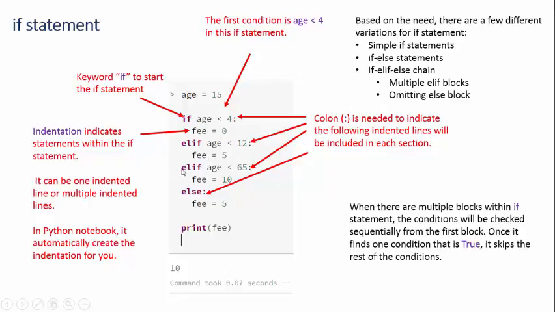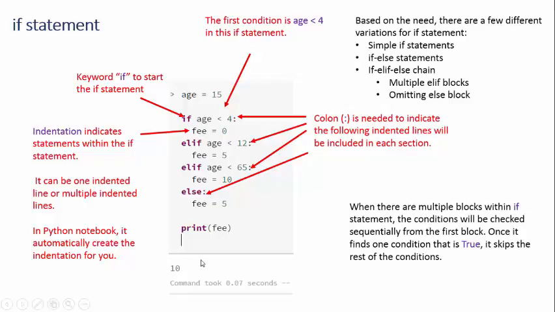Then let's go to the next one. The above two conditions are both false, so now let's do the third one. Is the age less than 65? It has become true. When a condition becomes true for the first time in the whole statement, it executes the block that follows. So we assign the fee to be 10. Because this is already true, it escapes the last one and goes to print the fee here, which as we expected is going to be 10.